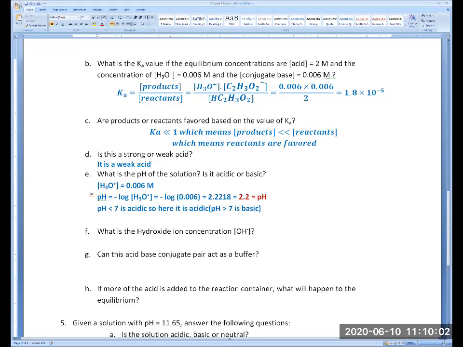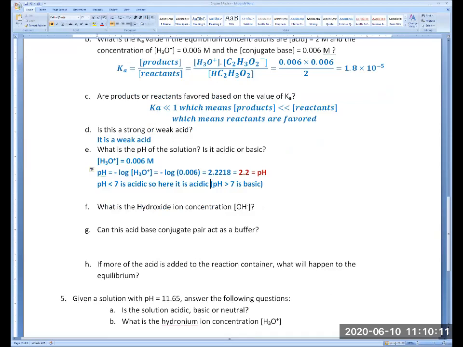And you know, it makes sense. We had acetic acid there. So pH below 7 is acidic.